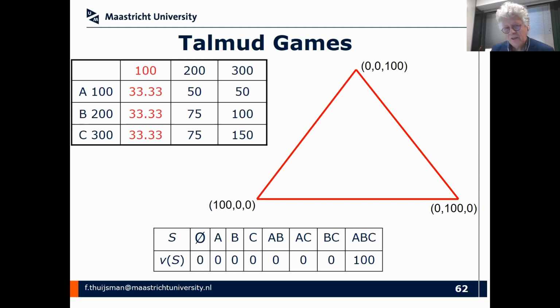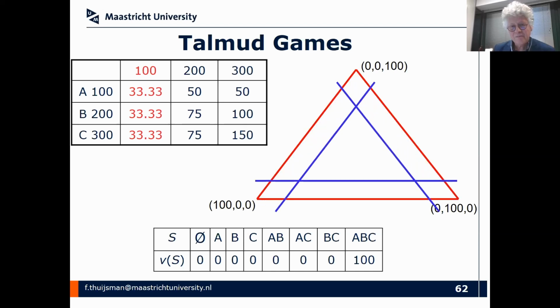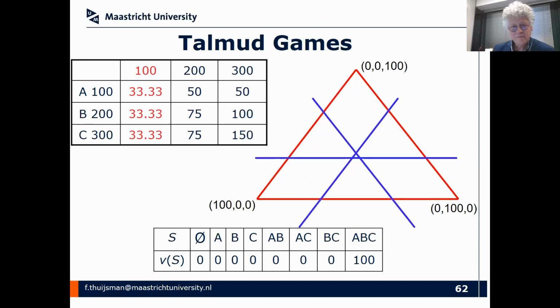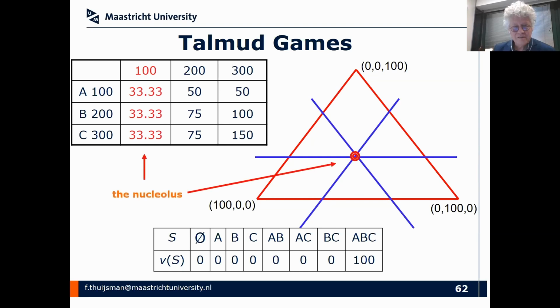If we do this nucleolus thing, we could say, well, initially when we start, the core, actually every solution in this triangle is a core solution. So if we have too many solutions, we just raise the claims of all parties simultaneously. And if we raise these claims, we arrive at the nucleolus.